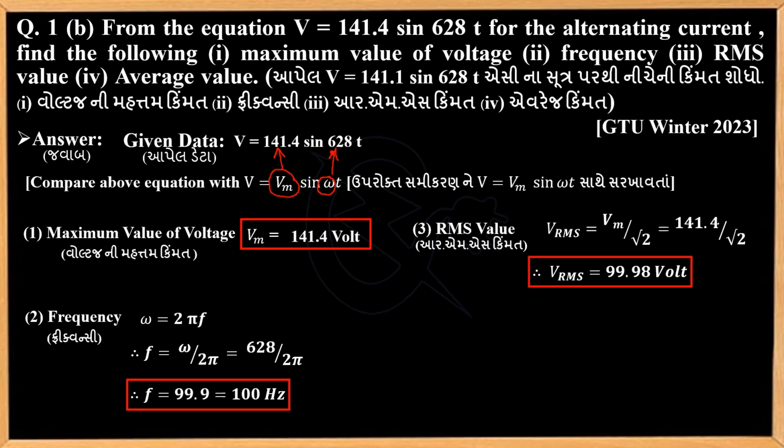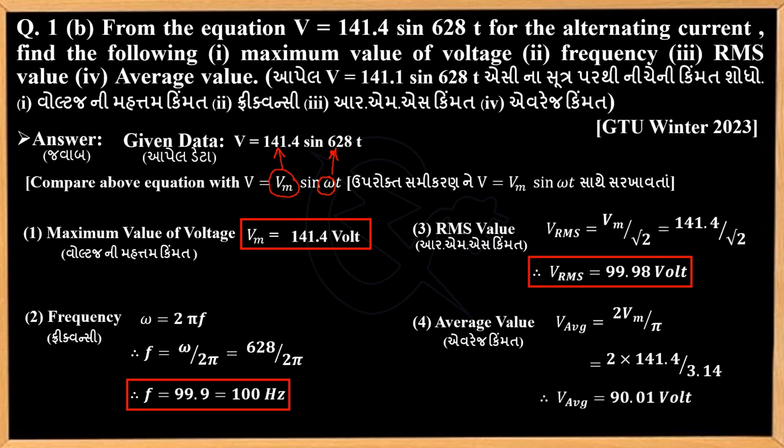Then fourth, last is average value. Average value is given by 2 Vm upon pi. So 2 into 141.4 divided by value of pi, that is 3.14. Answer is 90.01 volt. So these are our four answers.